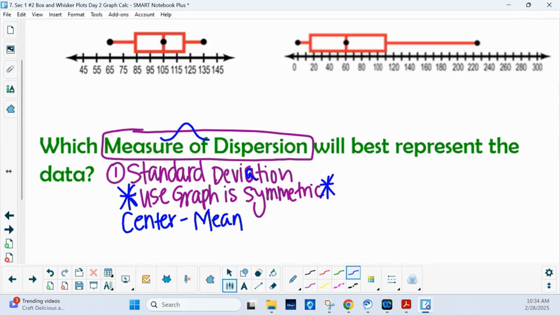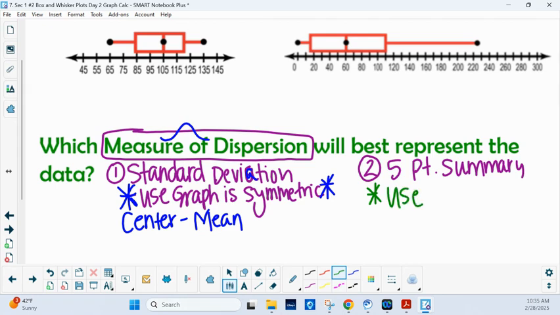Anyway, standard deviation. The other measure of dispersion we're going to talk about today, number 2, is the 5-point summary. It's an actual measure of dispersion because it lets us display a box and whisker. And it will show if it's short, if it's symmetric, if it's skewed, if it's long. It tells us all that. So it is a measure of dispersion. We work with 3 medians on the 5-point summary. And so we want to use the 5-point summary when the graph is skewed.